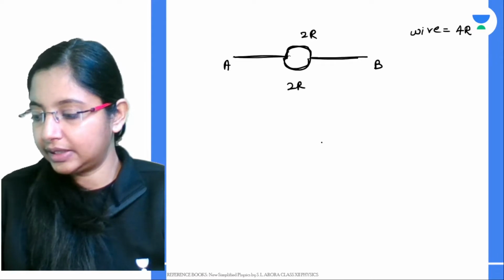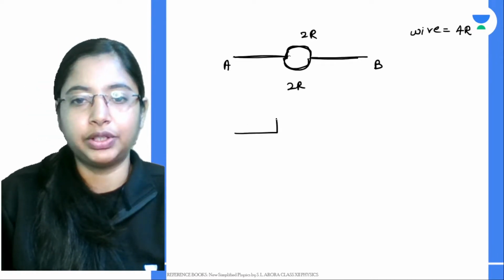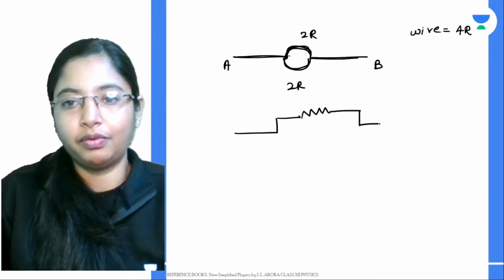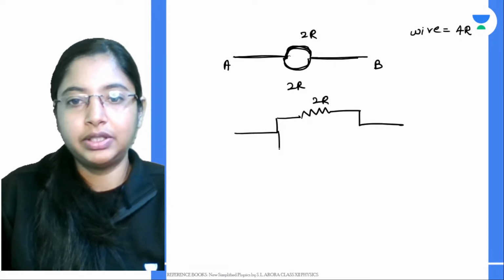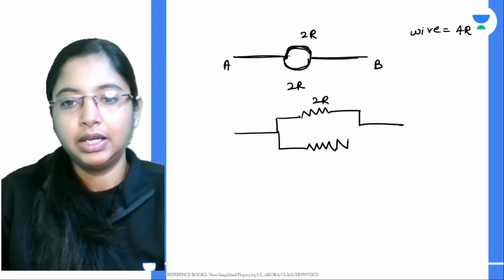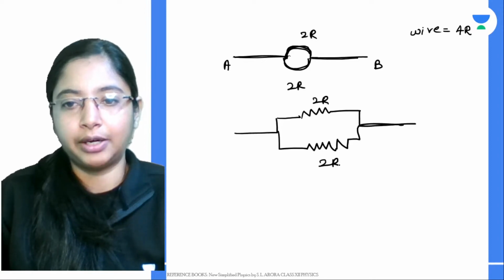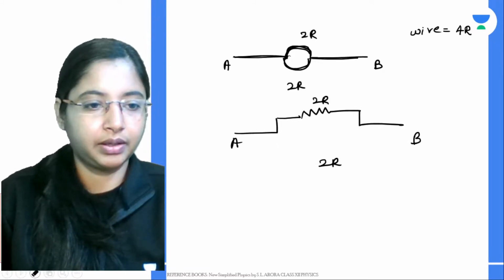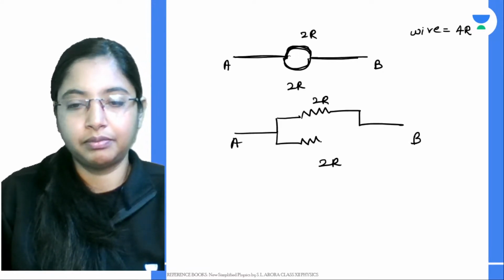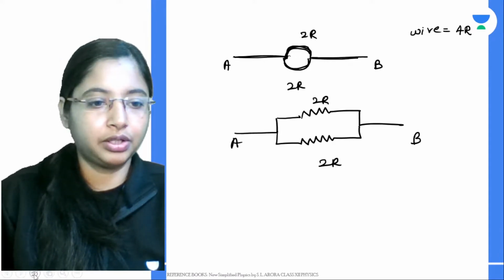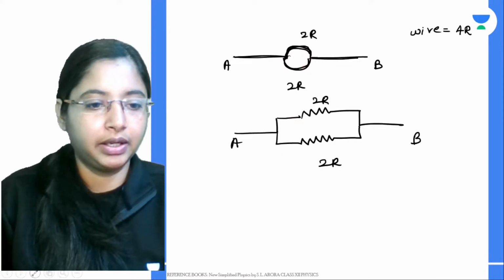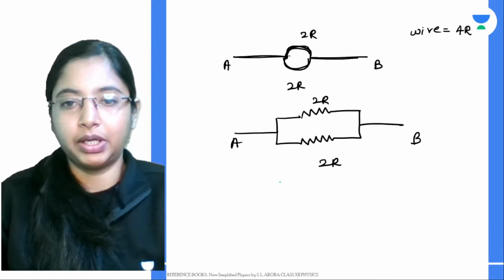If you want to find its equivalent resistance, we have to draw an equivalent circuit for this. So the equivalent circuit will be, instead of this side, we replace it by a resistor 2R, and on this side we replace it with a resistor of the same value, again 2R. So this is across the ends A and B. Now if you see over here, the resistors are in parallel combination.